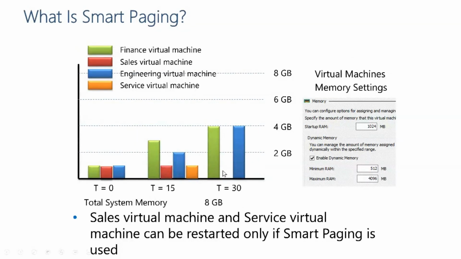Therefore, if there wasn't any smart paging, when these machines go to fire back up, they need 1 gig of startup RAM, and there's no RAM there. So in this case, if there wasn't smart paging, it could do nothing until those virtual machines drop down or something like that. But with smart paging, they are allowed to restart even though there's not enough physical RAM.